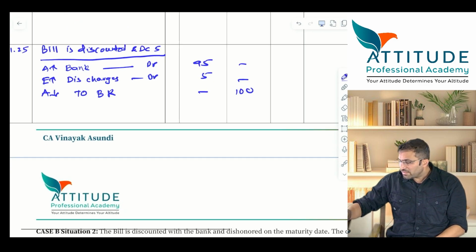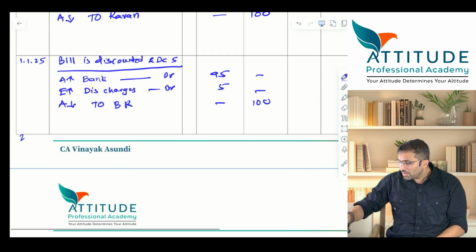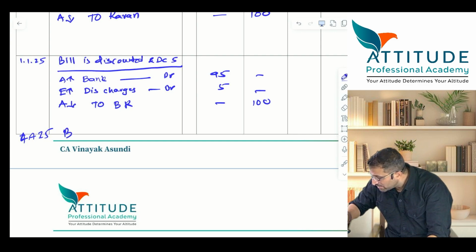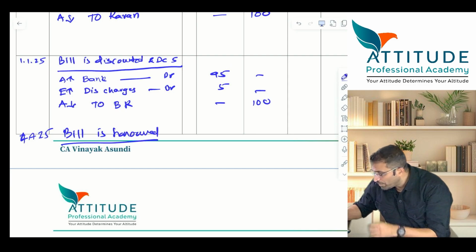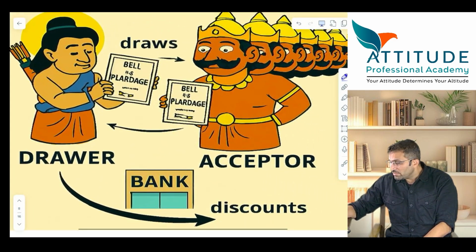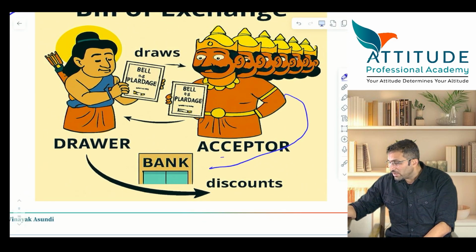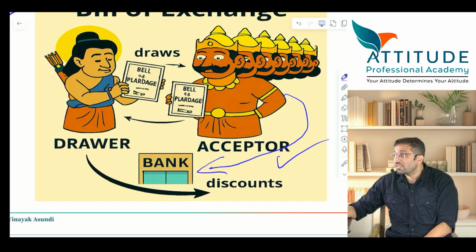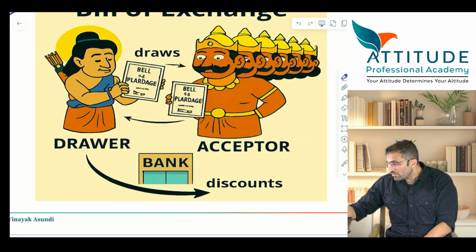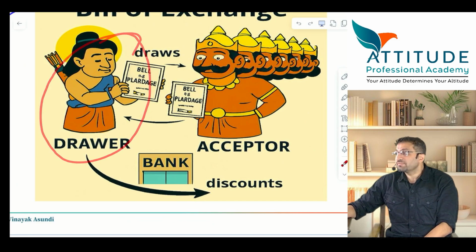Now one more thing is there, wait. The fourth entry will also come on 4/4/2025. Bill is honored. Who pays the money to whom? Look at the diagram. Ravan pays the money to the bank. He pays it because it is honored. What entry will Ram pass? What entry should you pass?